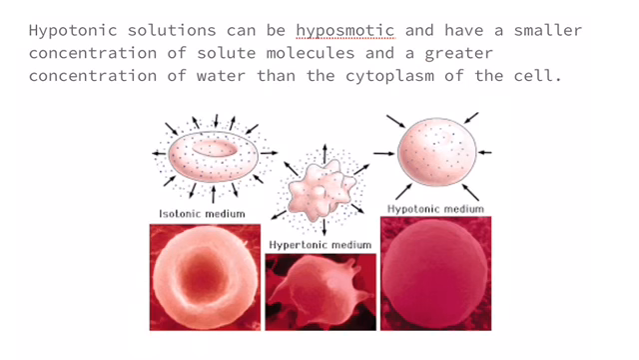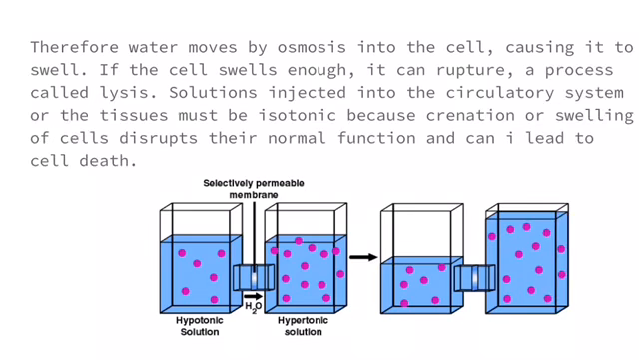A hypotonic solution can be hyposmotic and have a smaller concentration of solute molecules and a greater concentration of water than the cytoplasm of the cell. Therefore, water moves by osmosis into the cell, causing it to swell. If the cell swells enough, it can rupture, a process called lysis.